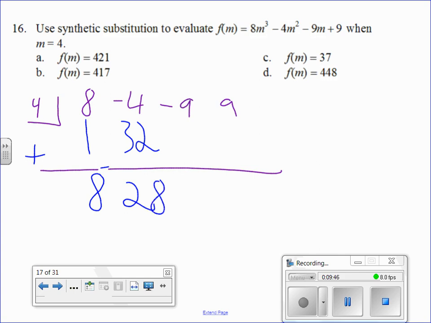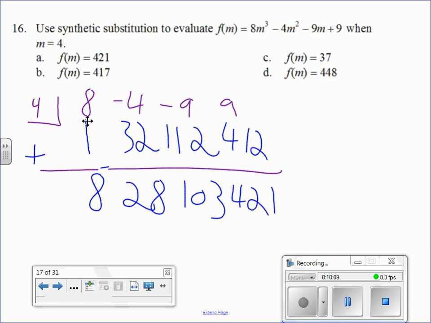Okay. 28 times 4, 112. You get what when you add down? 1 and 3. Then what? Multiply that by 4. 4, 12. Straight down. 403. No, no, you're adding. 421. Yeah. And then I always draw the double bar line.